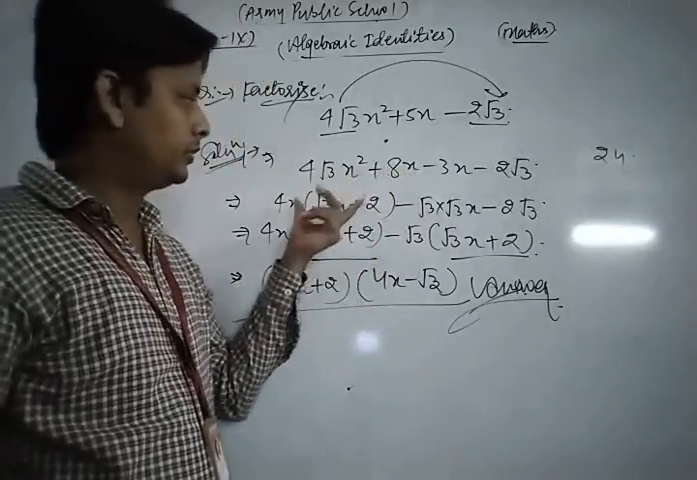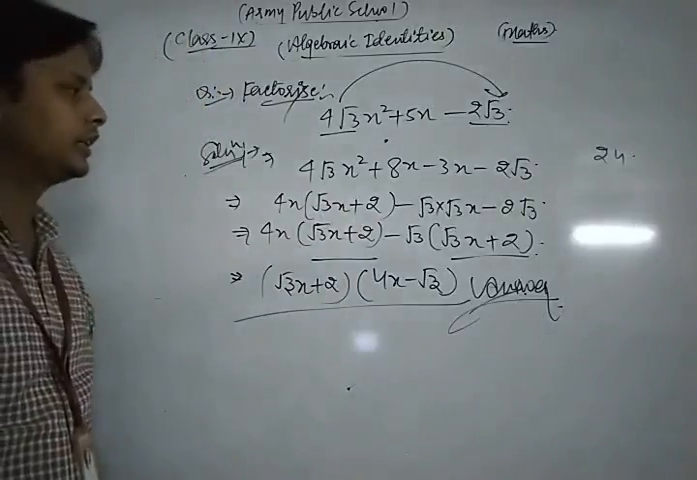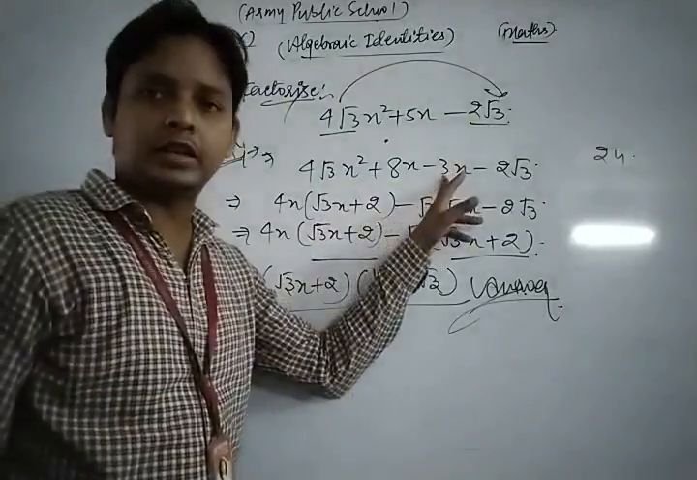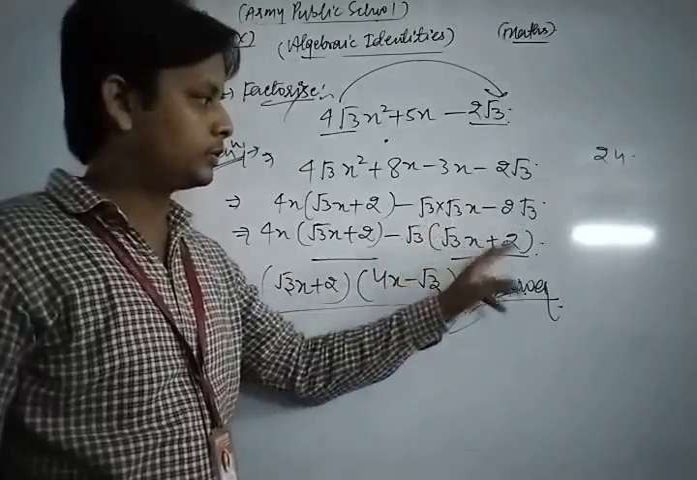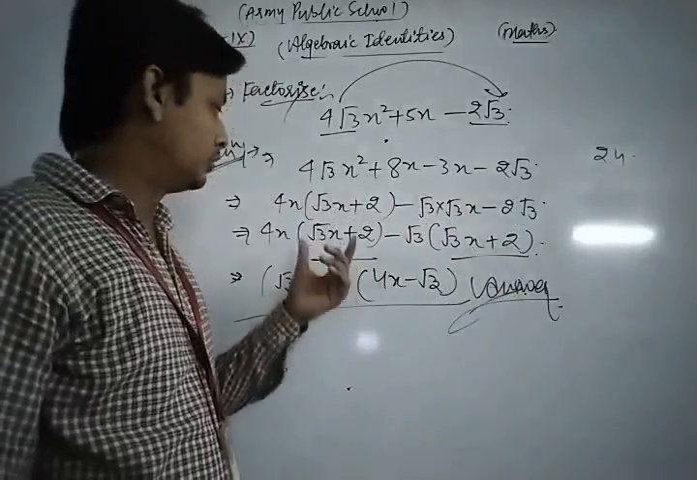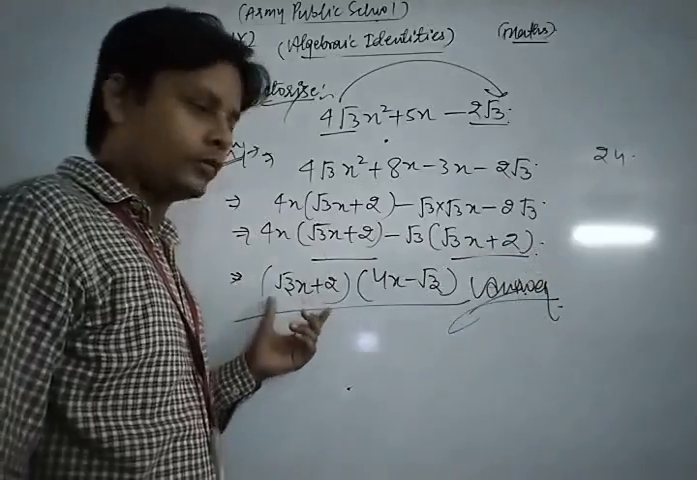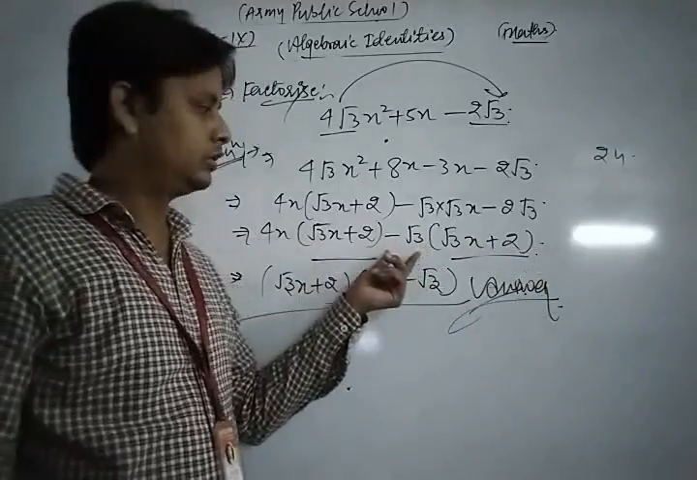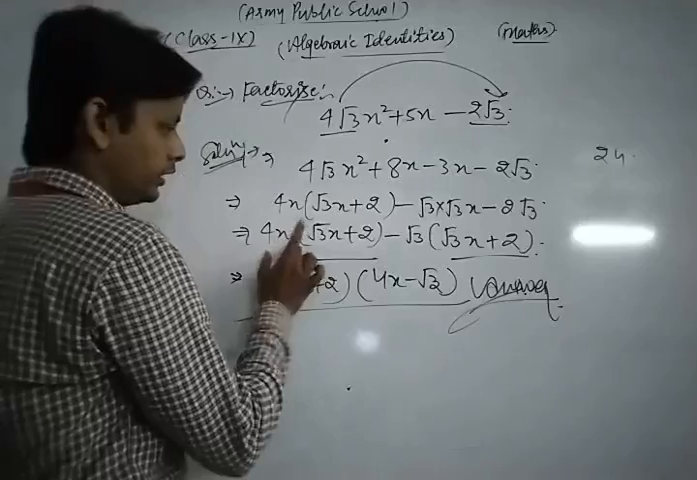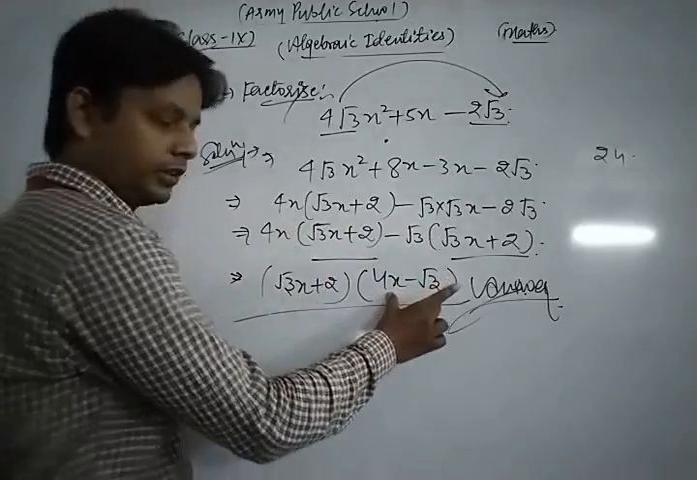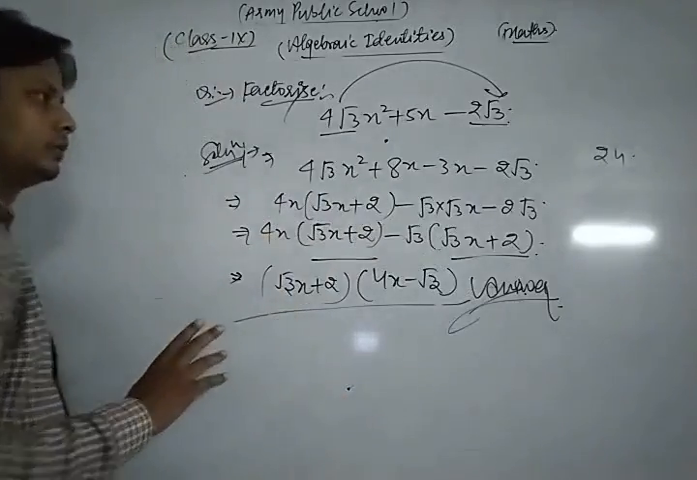Now from these two terms we take 4x as common, so we get root 3x plus 2, and here we can write root 3 into root 3. From these two terms we take root 3 as common, so root 3x plus 2. Now this is 4x plus root 3x plus 2 in that bracket, and this 2 we take as common, and this is 4x minus root 3 in another bracket. Now we take this as common, so we get 4x minus root 3. Okay. So this is the method to solve that type of question.